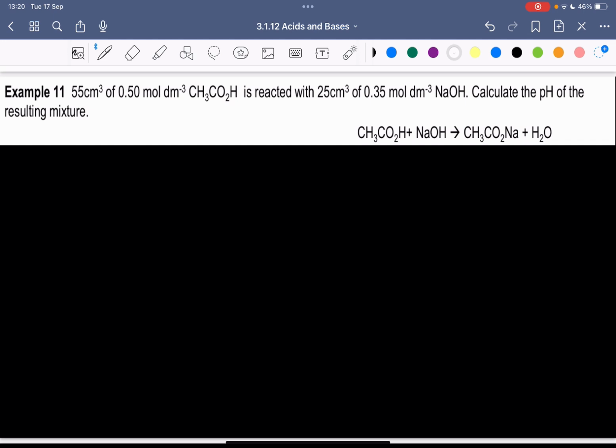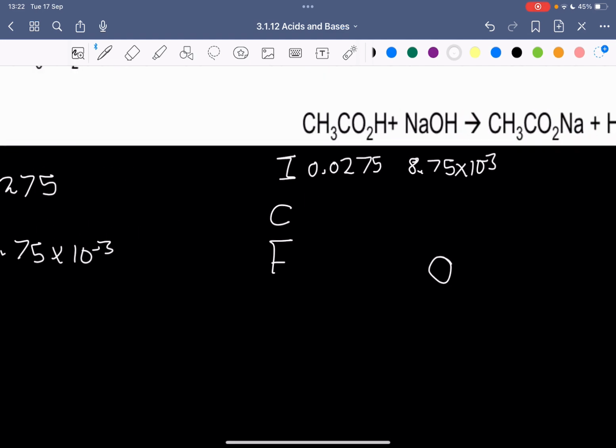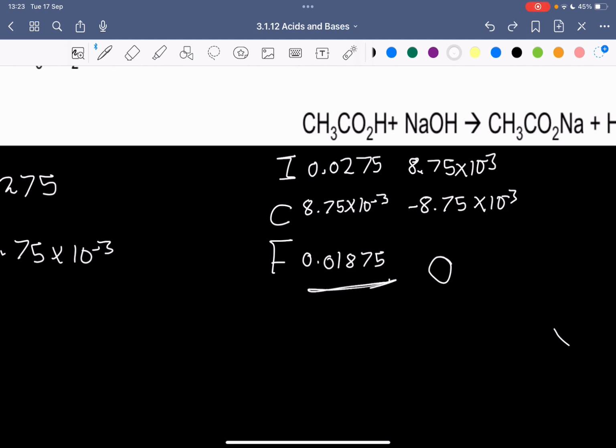Alright, so this is the final one we're going to go through. Oh, actually, I've already got the equation written down. So I'm just going to write down the ICF table. Now I'm going to write down the initial moles. So we have... Alright, from this I can tell that my sodium hydroxide is the limiting reactant. So I know that all of it's going to be used up. Therefore, I'm going to have 0 moles of sodium hydroxide in the end. So, since it's a 1-to-1 molar ratio, I take away 8.75 times 10 to the minus 3 from both sides. And I get... Alright, so this is my final moles of ethanoic acid that I have left in the mixture.